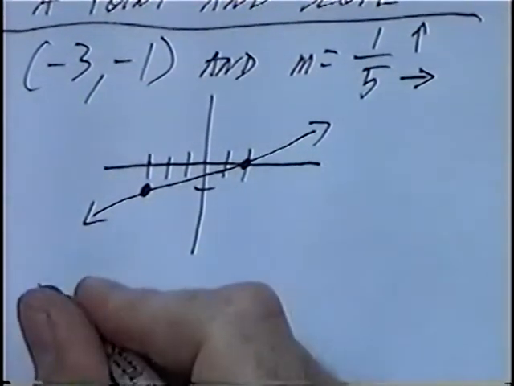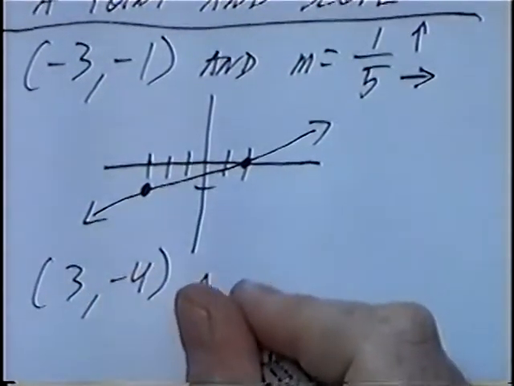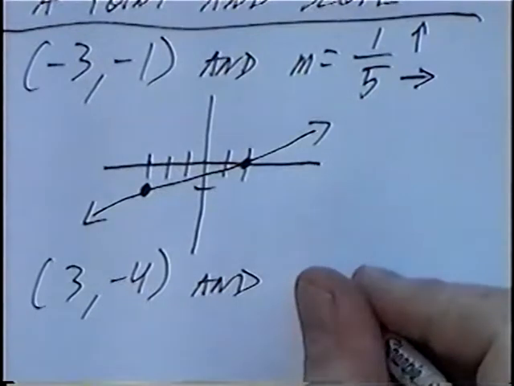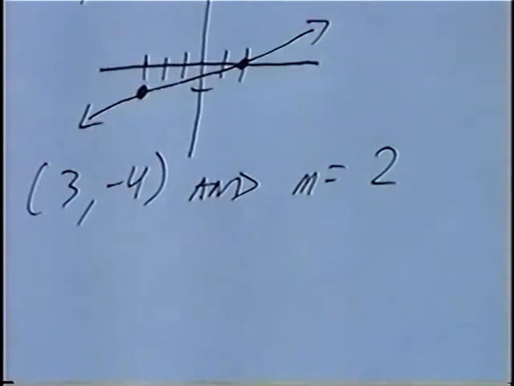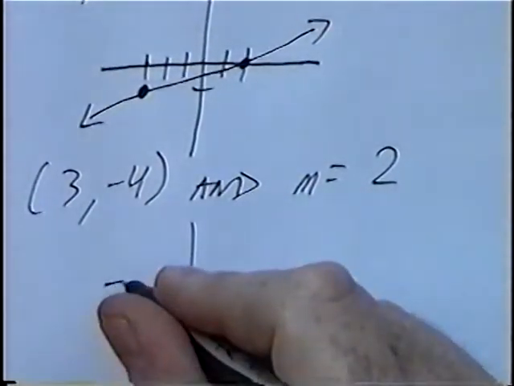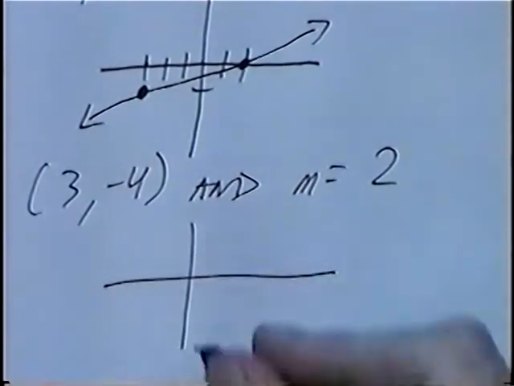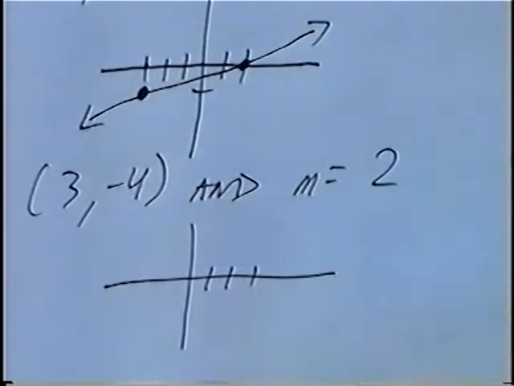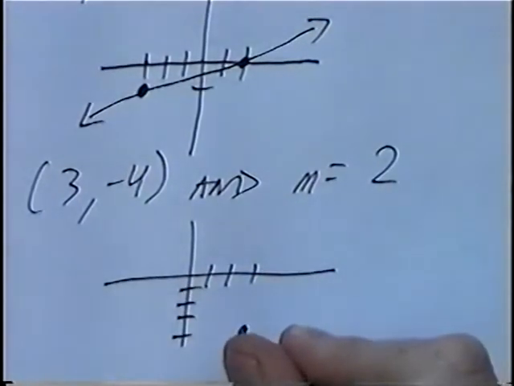Second question for the section is the point 3, -4, and we'll use the slope, or m equals 2. Again, we can draw the graph for the xy axis. The point 3, -4, x value would be 3, the y value would be -4.